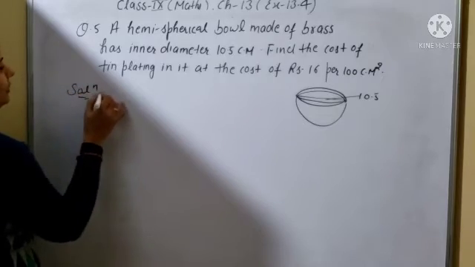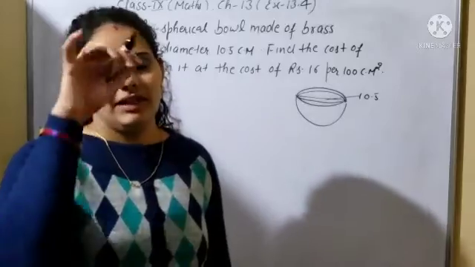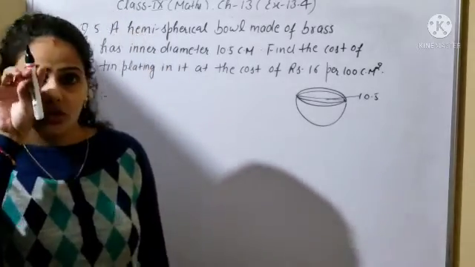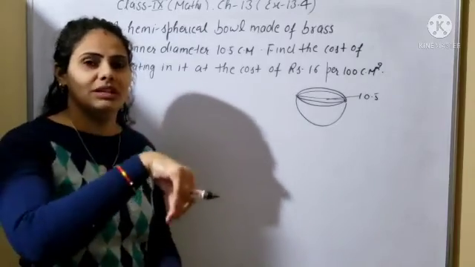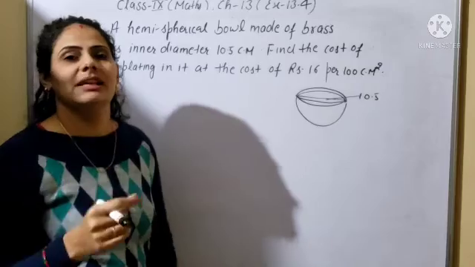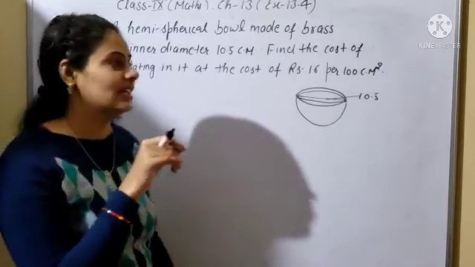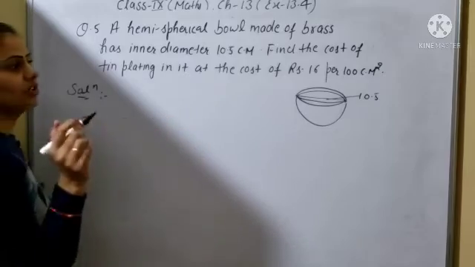So first of all, when you do the tin plating in it, it means you will do it in the inner part. When you are doing the tin plating, you will do it in the curved part or inner part only. You will not do it on the outside. So beta, you will do the tin plating on the inside, not on the side. So what will you do? When you do its tin plating, what will you find out?